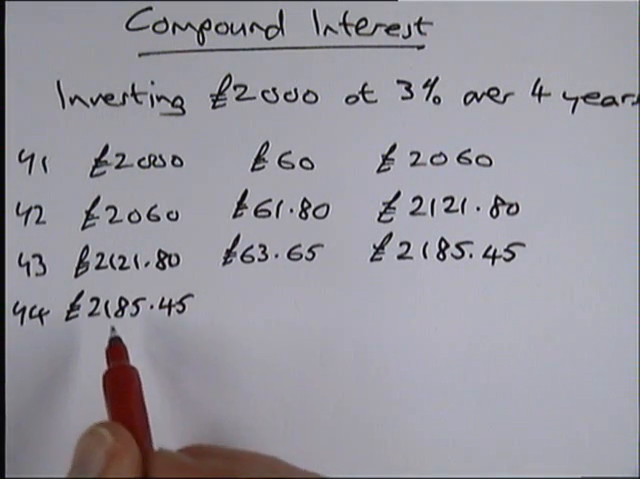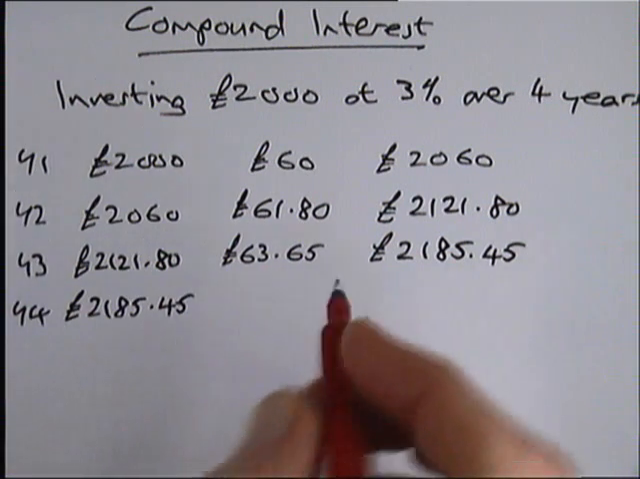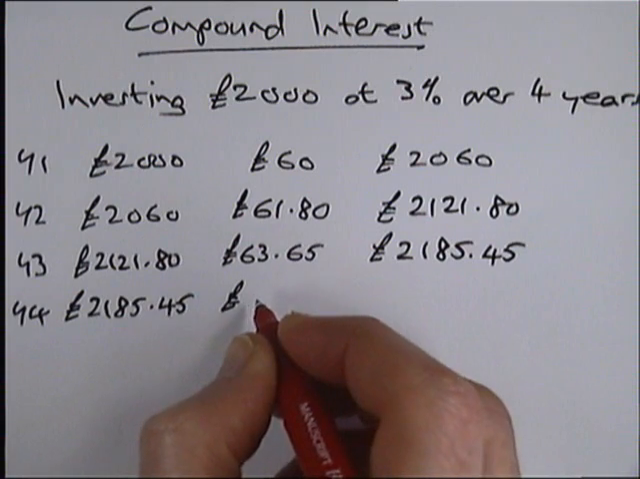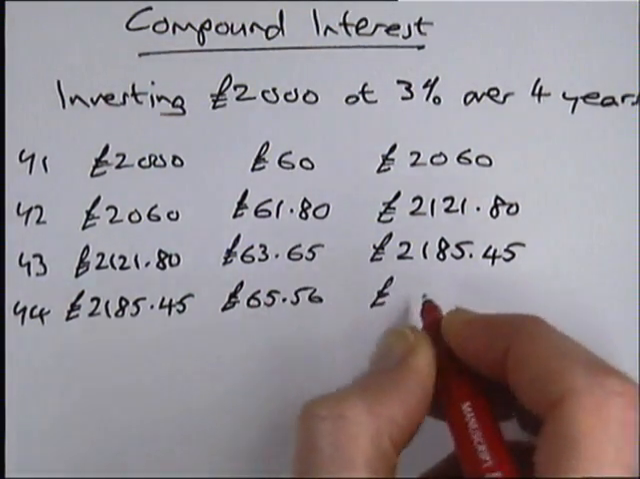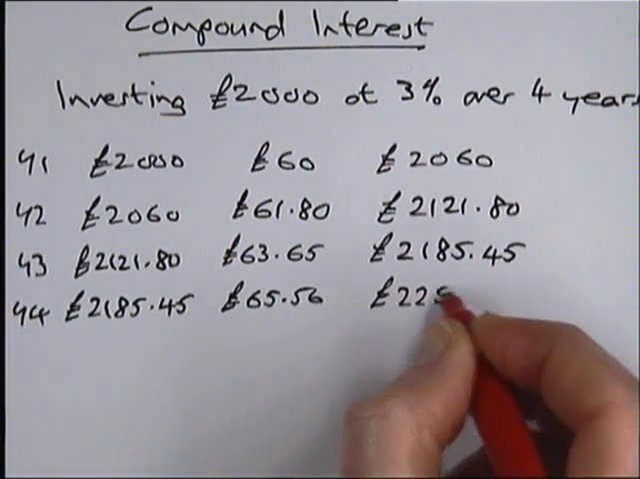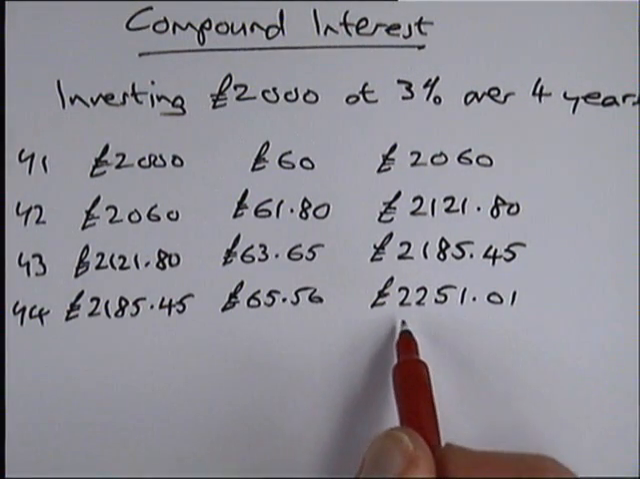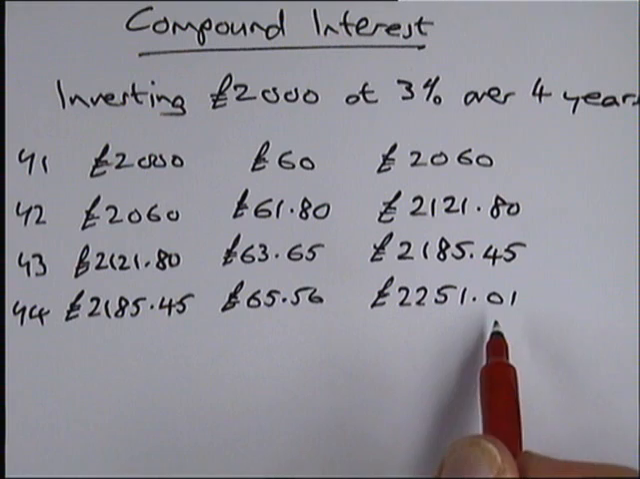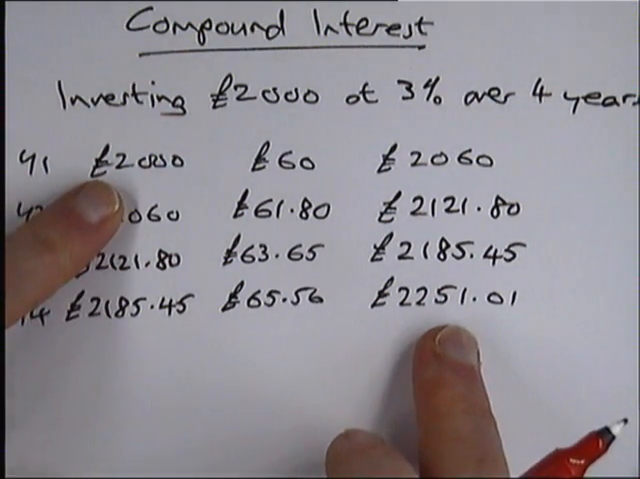So the sum you now need to do is this amount here, divided by 100, times by 3. And if you do that, you should get £65.56. And if you add that on to what you had at the beginning of the year, you should get £2,251.01. So, at the end of the 4 years, our original £2,000 is now worth £2,251.01. The interest we've received is the difference between these two amounts.